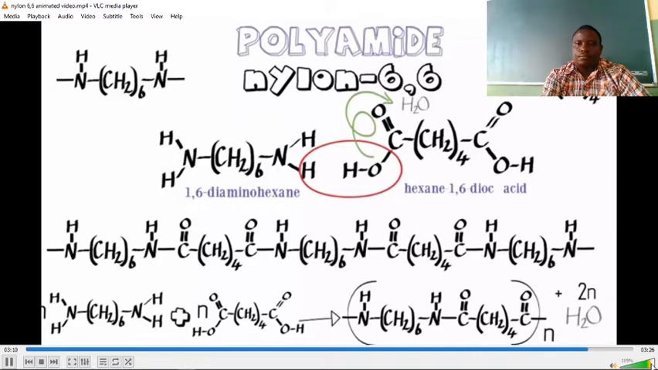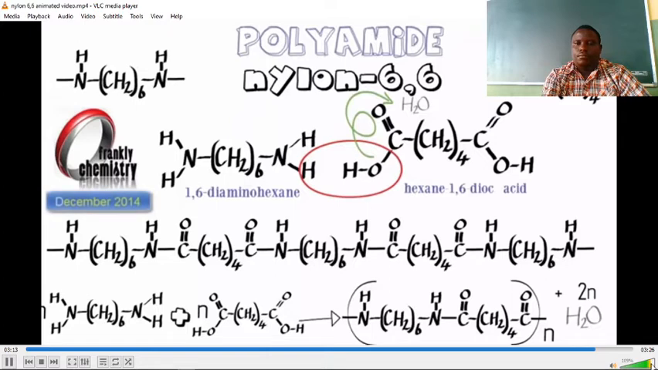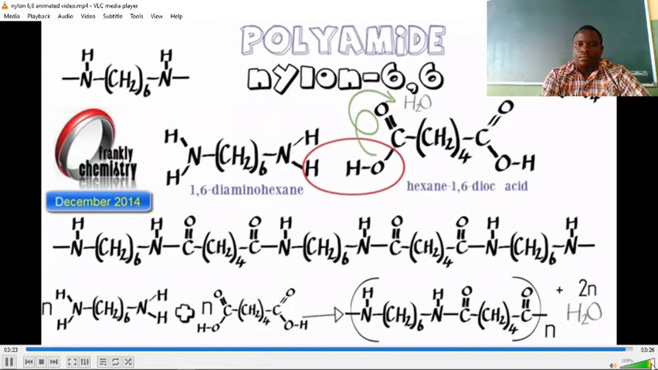But I've written 2N here because there's another water molecule I've removed, because I've taken the H off the extreme left and the OH off the extreme right as well. So that is balanced. So you have it, the formation of nylon 66. Thanks for listening.